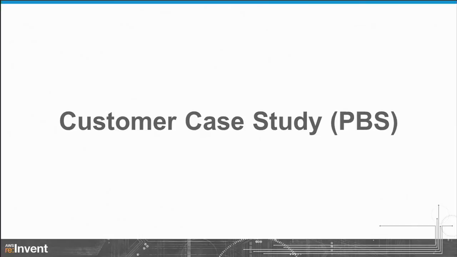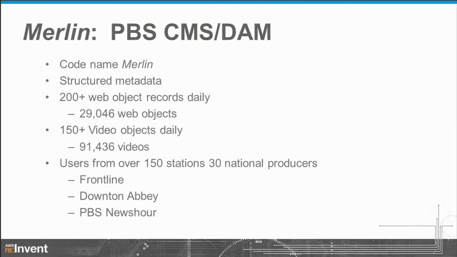I'm Jonathan Rivers, the Director of Technical Operations at PBS. I want to talk to you about our CMS and DAM system. We call it Merlin. Merlin is our primary authoritative metadata repository. It is both the back-end system as well as the front-end system that our folks get their media into the system with. So it's structured metadata.